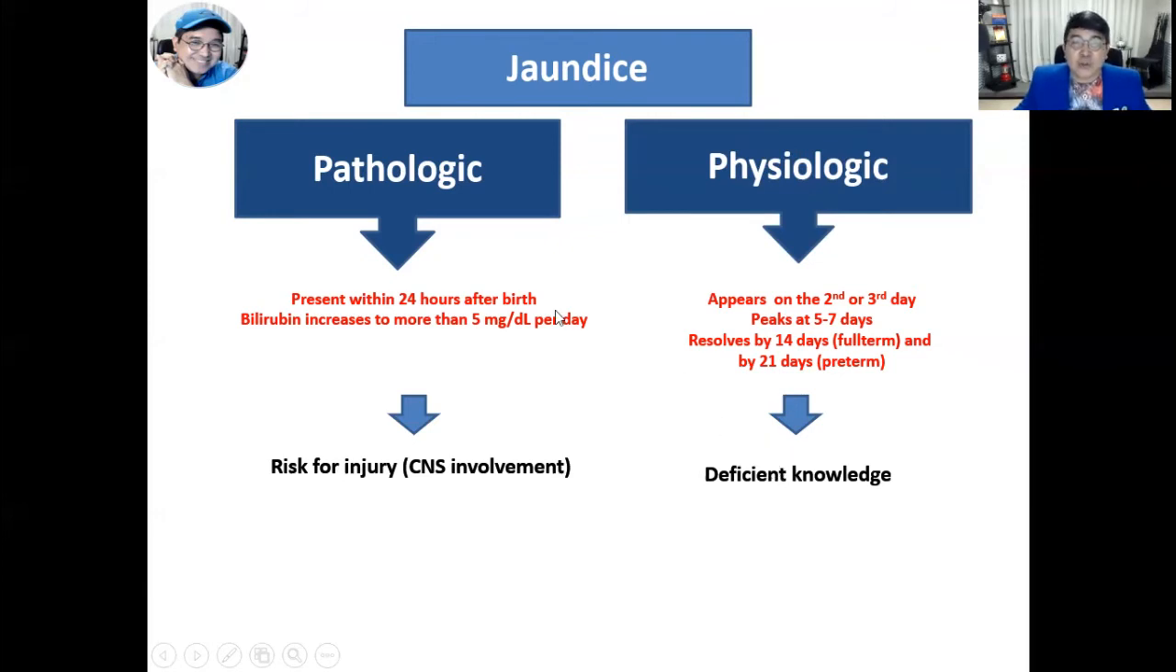Okay, so your priority whenever you see that a baby is jaundiced and you never had any idea when the onset of the jaundice occurred, should be to check the age of the baby. If the baby is less than 24 hours old and jaundiced, then we term that pathologic jaundice. If the baby is already on the third day and has jaundice, then we could classify that as physiologic jaundice. Okay.